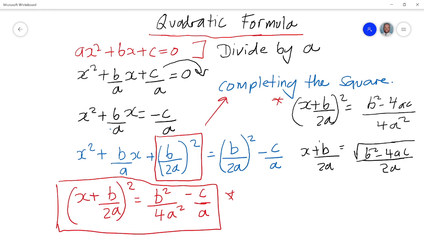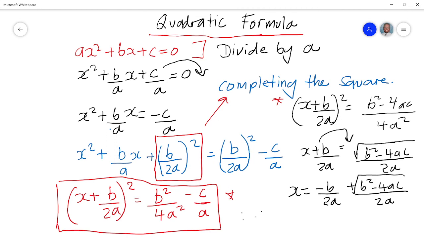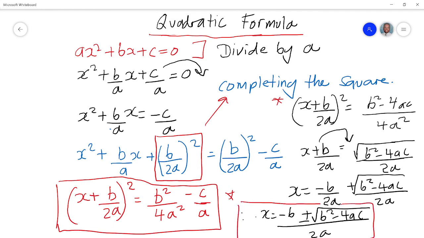The next thing you need to do is move b over here because we want to solve for x. And that now becomes x is equal to minus b over 2a, plus the square root of b squared minus 4ac over 2a, and you retain that square root. So x, therefore, is minus b plus or minus the square root of b squared minus 4ac, over 2a. And that, ladies and gentlemen, becomes the formula of your quadratic function.